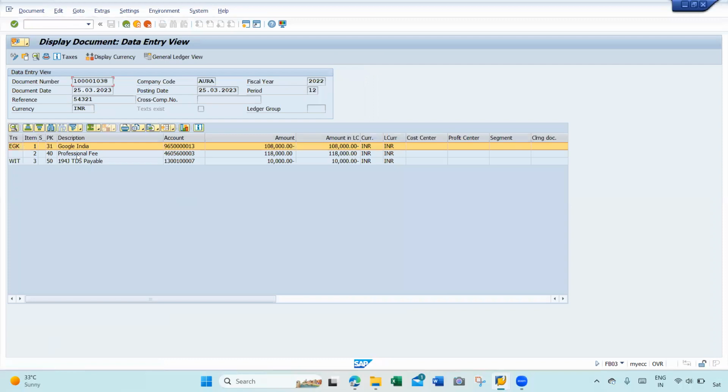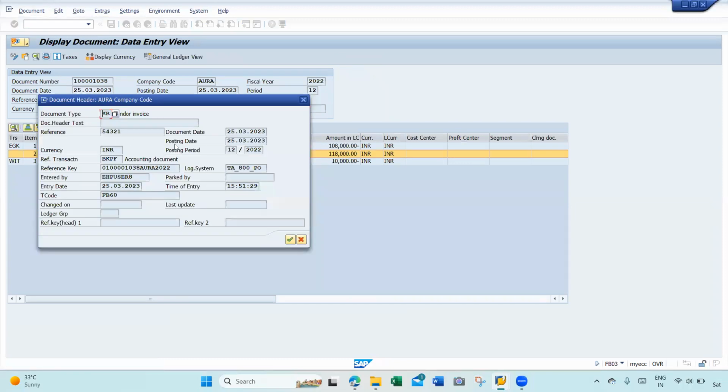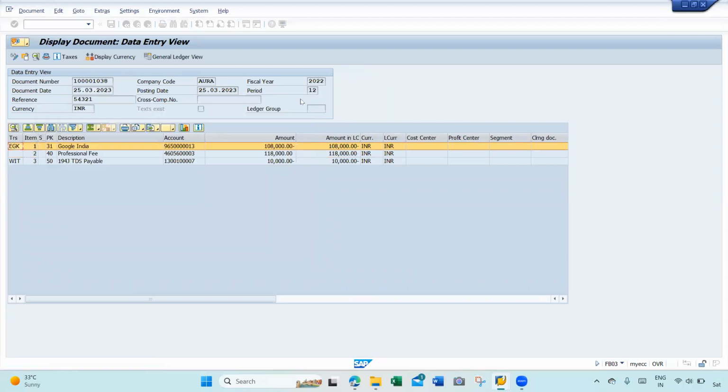So see, professional fee, though the basic amount is 1 lakh, is debited with 1,18,000, because the tax code which I have selected is without input credit, and hence it is expensing it off to the concerned ledger. Okay, hope you understand.